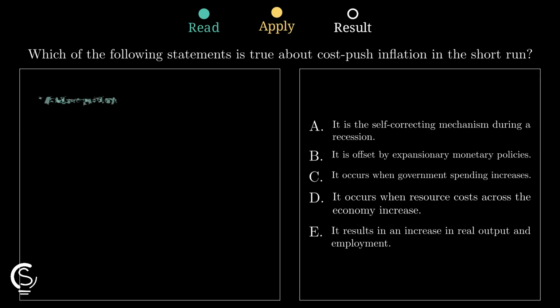Next, look at the options provided to see which one matches our definition. Option D specifically mentions that resource costs increase, which perfectly describes the initial trigger for this supply-side inflation.